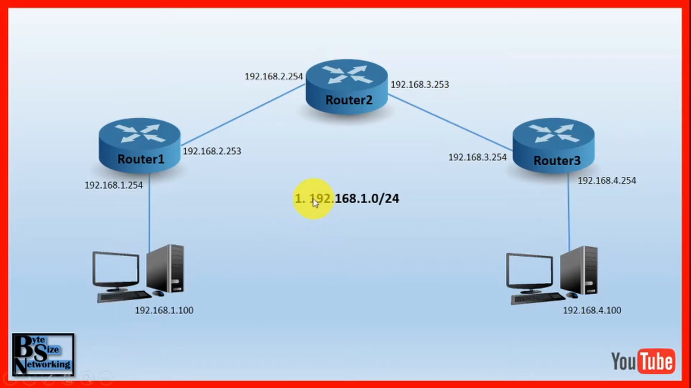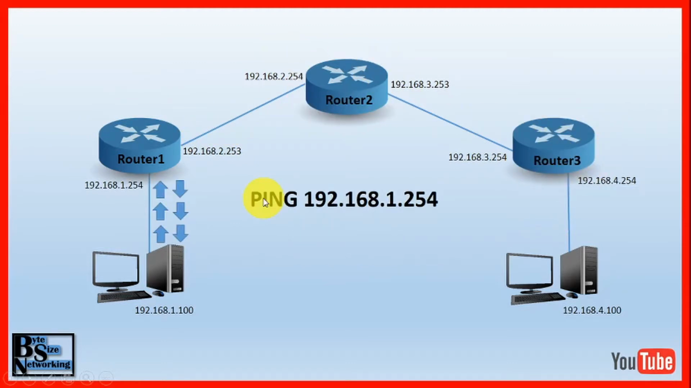The first one is 192.168.1.0/24. We have network 1 over here. Then we have network 2, which is 192.168.2.0, which resides between router 1 and 2. Then we have network 3, which is 192.168.3.0, which resides between router 2 and 3. And then finally we have network 4, which is 192.168.4.0, which resides on router 3 over here. Okay, so that's our 4 different networks, 1, 2, 3, and 4. And then we have our 3 routers, router 1, router 2, and router 3.